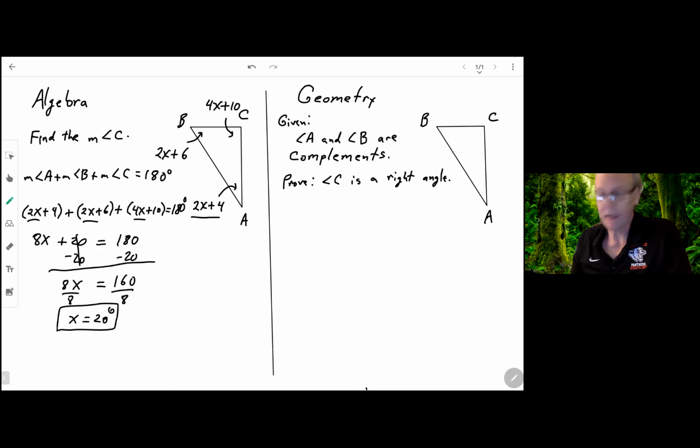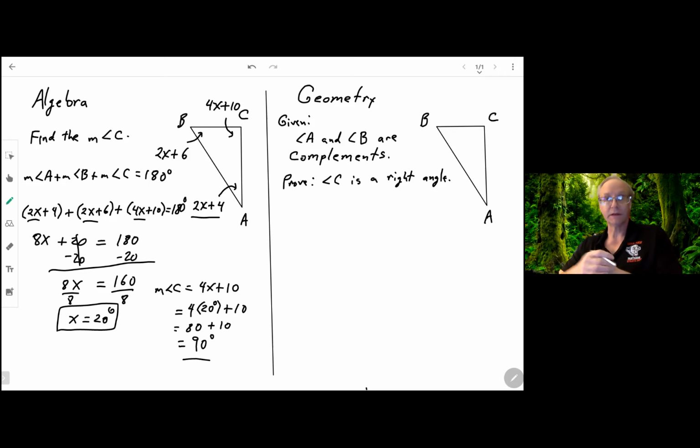This is the value of my x. But that wasn't what they asked me for. They asked me for the measure of angle C. Since I know that the measure of angle C is equal to 4x plus 10, I substitute my value. 4 times 20 is 80, and angle C is 90 degrees. We can kind of see it looks like a right angle, and it is, because we've solved it and we found that C is a right angle.